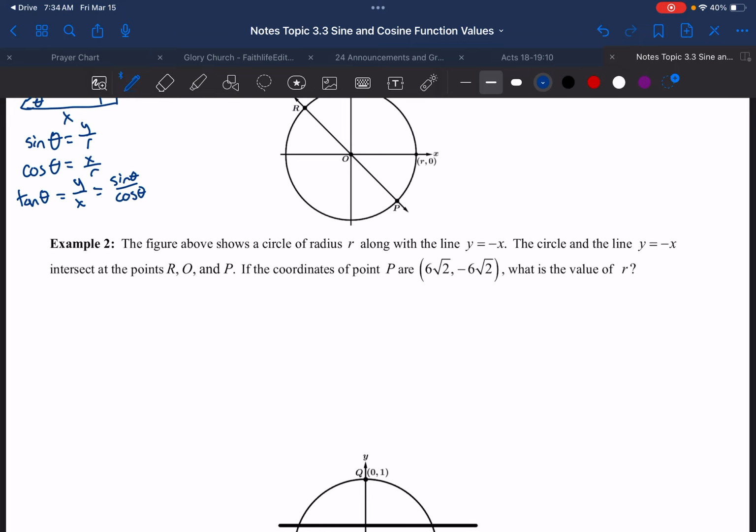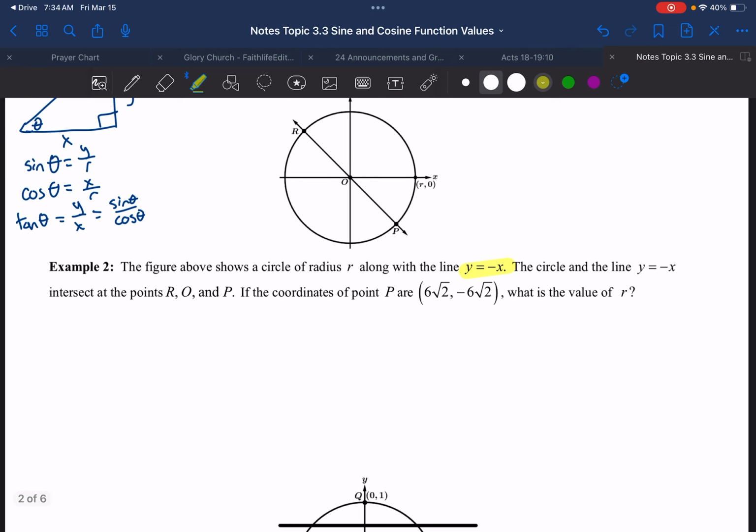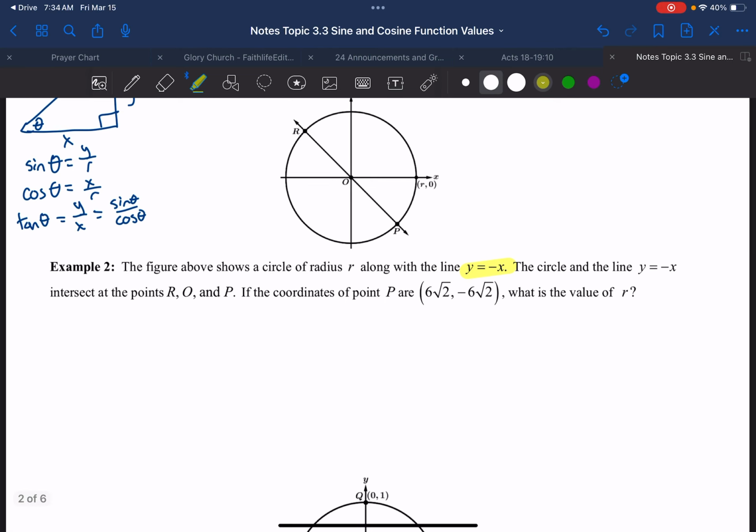So the figure above shows a circle of radius r with the line y equals negative x. And the circle and the line y equals negative x intersect at points R, O, and P. And all that's saying is it's a line that goes through the middle of the circle and through these 2 points. If the coordinates of point P are 6 square root of 2 and negative 6 square root of 2, what is the value of r?